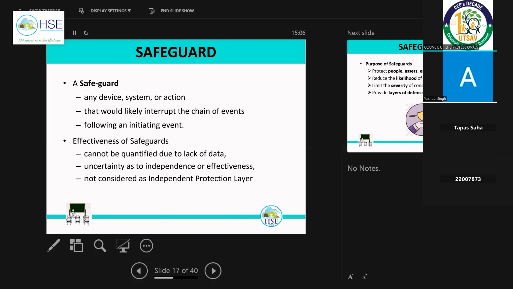Suppose, let us take the example that there is a fire and gas detector installed in the plant. We take the safeguard credit for the fire and gas detector, but if the fire and gas detector installation is not based on the fire and gas mapping study, which is basically used to ensure that all the areas are covered... Say, for example, we are taking the example of a gas detector.